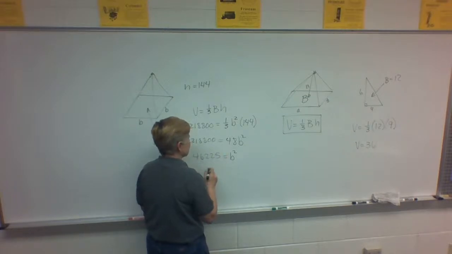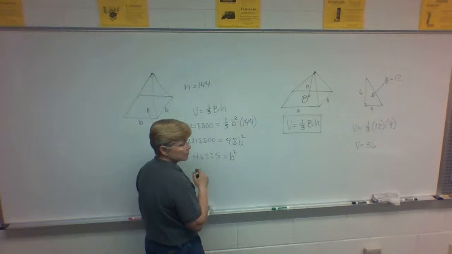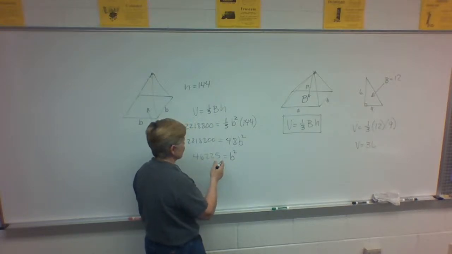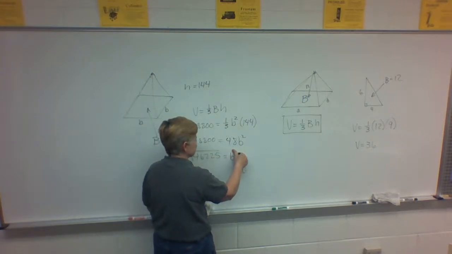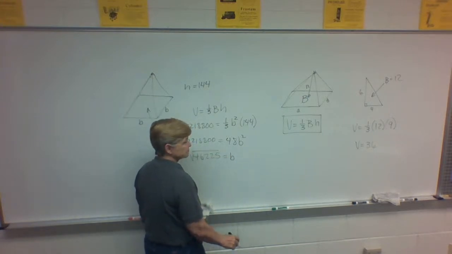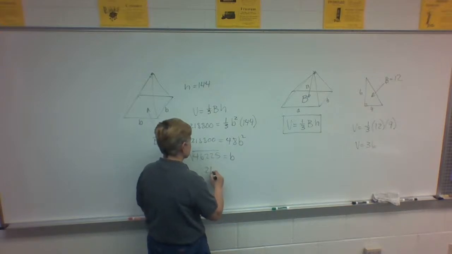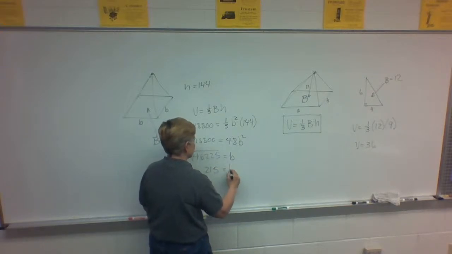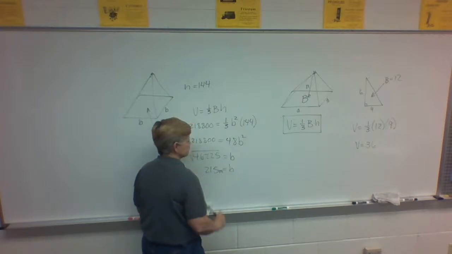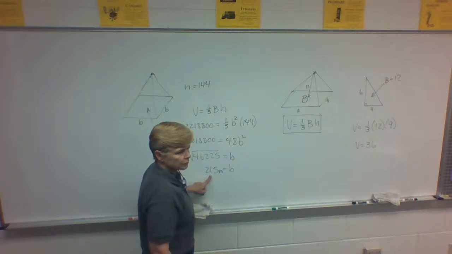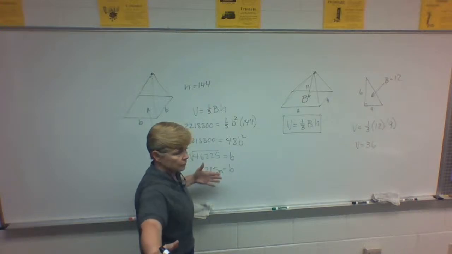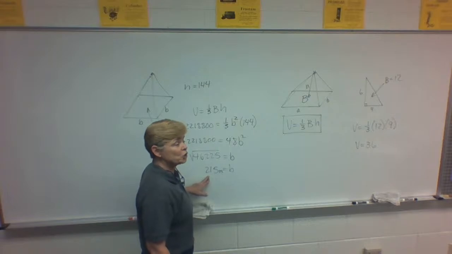46,225. And there are no decimals? It's just clean, nice and straight. And now I've got to square root that in order to solve for b, because that's the inverse of squaring. So what is b? 215. Exactly? Yep. And that's in meters. That's a little over the full length of 2 football fields. That's a big pyramid. That is a huge pyramid.